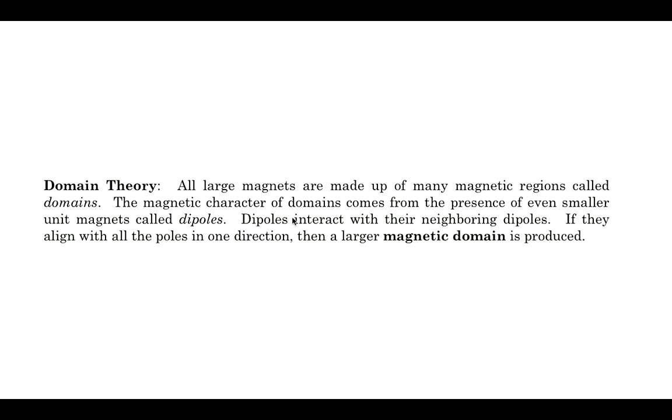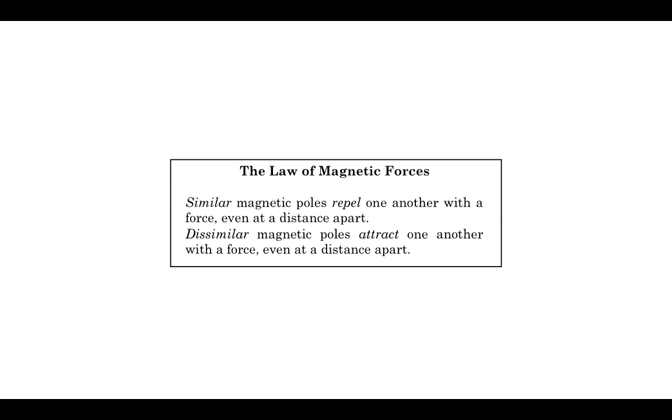Okay, so the magnetic character of a domain comes from the presence of even smaller, little tiny magnets called dipoles. And dipoles interact with neighboring dipoles, and if they all happen to line up in one direction, you get this magnetic domain. And then if many magnetic domains line up, you get a magnet. It's one of the reasons why we can make something smaller and smaller. Like if you chop a magnet in half, you don't get a north pole and a south pole. You get two mini magnets. You get a north pole and a south pole over here, and you get a north pole and a south pole over here. And the more and more you chop those magnets up, you just keep on getting more and more smaller magnets until you're down to the size of a domain.